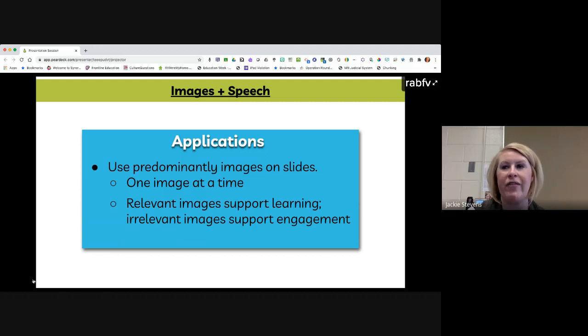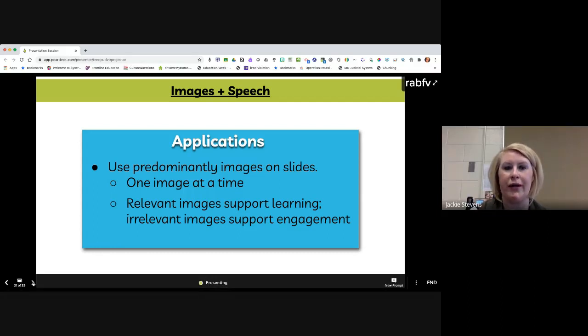Relevant images support learning. So if the image that you have up there is really relevant to what you're explaining, fantastic, it's supporting learning. Irrelevant images, like maybe it's a comical image or something surprising, support engagement. So it'll be surprising and a little bit novel, and it'll make your students perk up and pay attention again. So both types of images are actually okay, depending upon what you want the effect to be. Are you looking to sort of pop their engagement, or are you looking to support their learning?